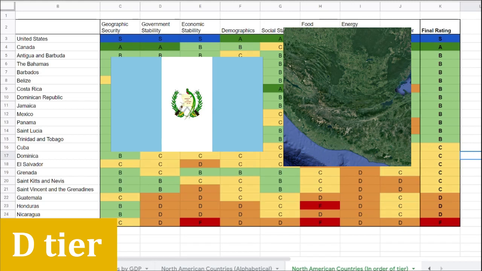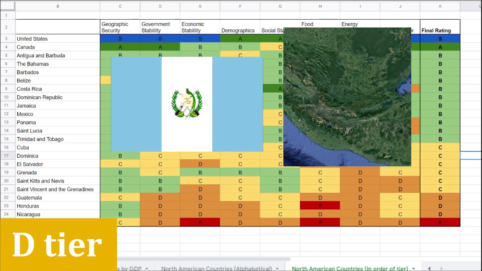Social stability, however, is a C, pretty standard for a Central American nation. No significant social unrest, but at the end of the day, it is a former Spanish colony, not a former British colony. So that is why it has a C tier social stability and not a B tier. Food independence, though, is D. Yeah, it imports its food, not much to say. Energy independence is D. Okay.